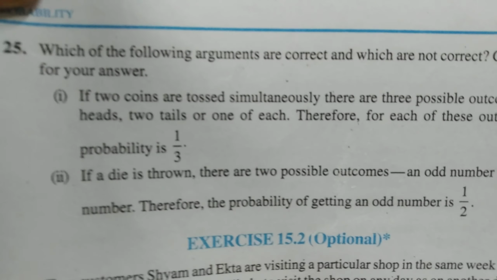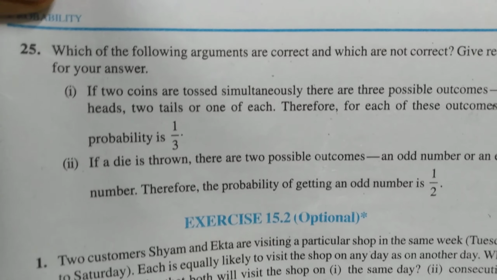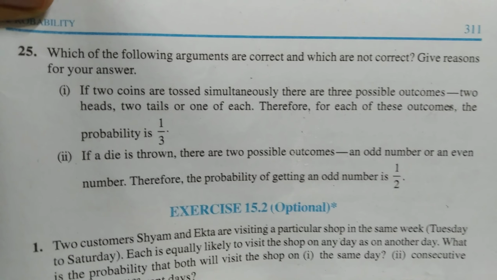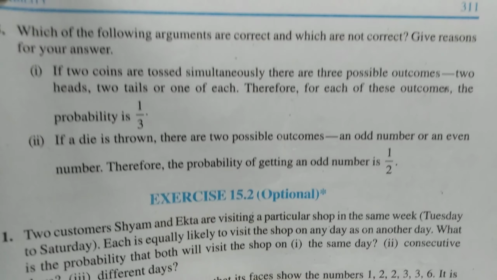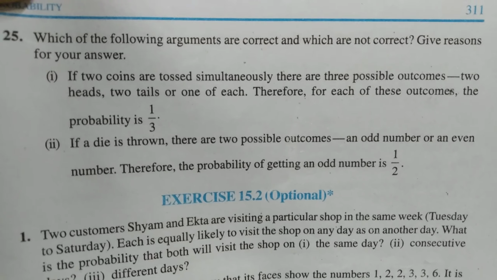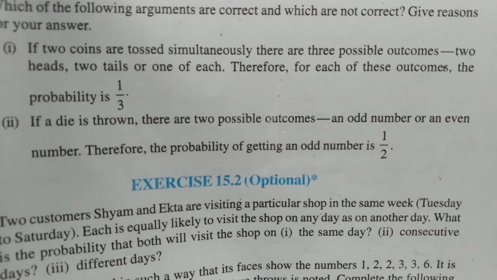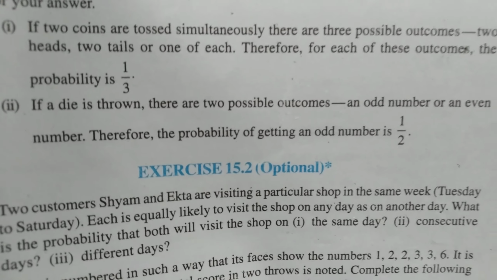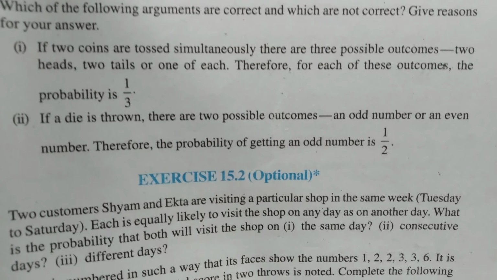Okay students, now exercise 25. Which of the following arguments are correct and which are not correct? Give reason for your answer. First question. If 2 coins are tossed simultaneously, there are 3 possible outcomes: 2 heads, 2 tails and 1 of each. Therefore, for each of these outcomes, the probability is 1 by 3.